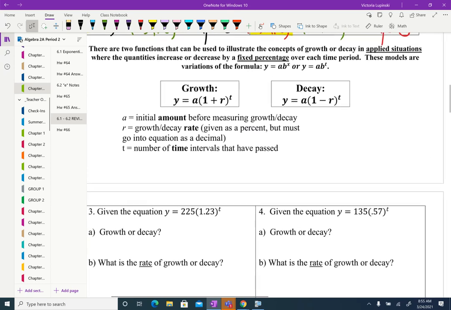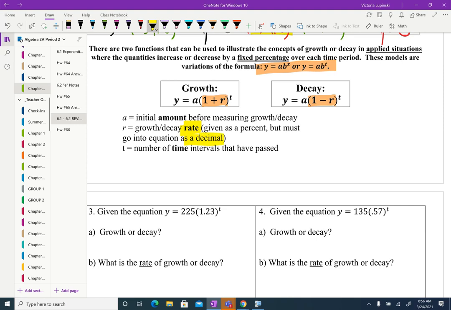Okay, so then on to the word problems. The only difference between the original equations and these word problems is that instead of saying a times b to the x or a times b to the t, you're now rewriting the b as either 1 plus r if it's growth or 1 minus r if it's decay. That's the only difference from the previous problem to this problem. So again, a is the initial amount. r is the growth or decay rate. And remember, the rate is different than the factor. You have to convert it into a decimal.